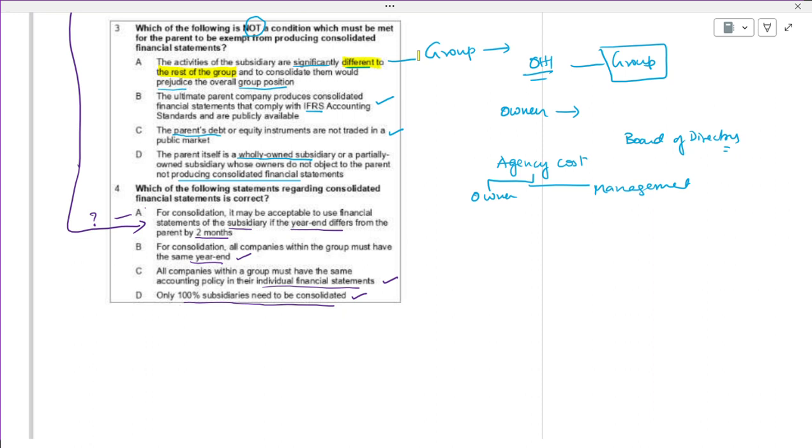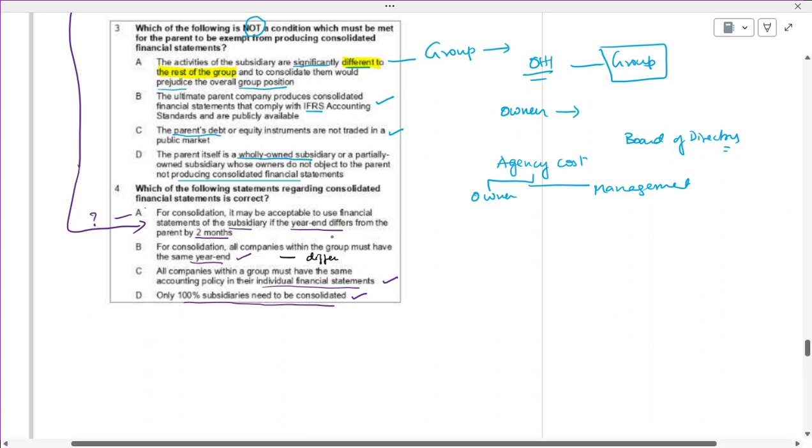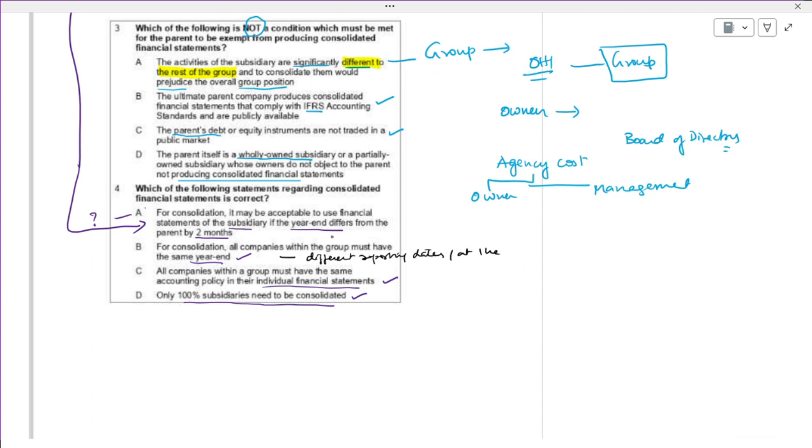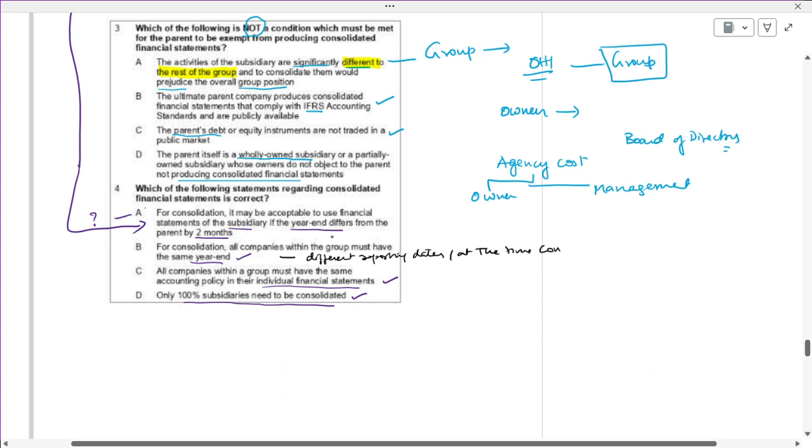Which of the following regarding consolidated statements is correct? For consolidation, all companies within the group must have the same year end. All companies within the group must have the same accounting policy. They can have different year ends and different reporting dates. But at the time of consolidation, they should have one report, the same year.